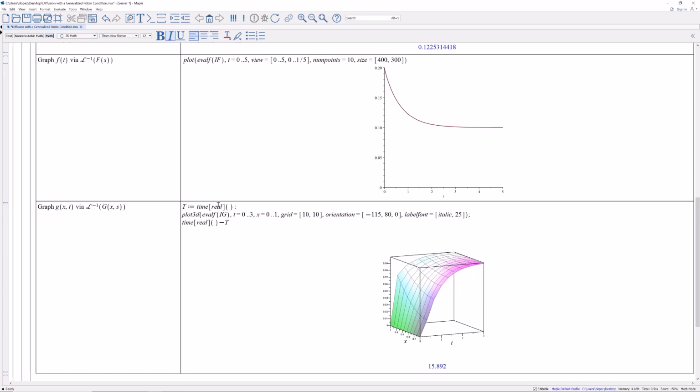And I would like to know how long it took in real time for me to wait for this graph to be drawn. So this is the way you do it. You establish the time, and then you take the new time and you subtract off the old time. It turned out to be 15 or 16 seconds. I think this is a considerable improvement over what I had to do prior to the appearance of this numeric inversion technology within Maple.